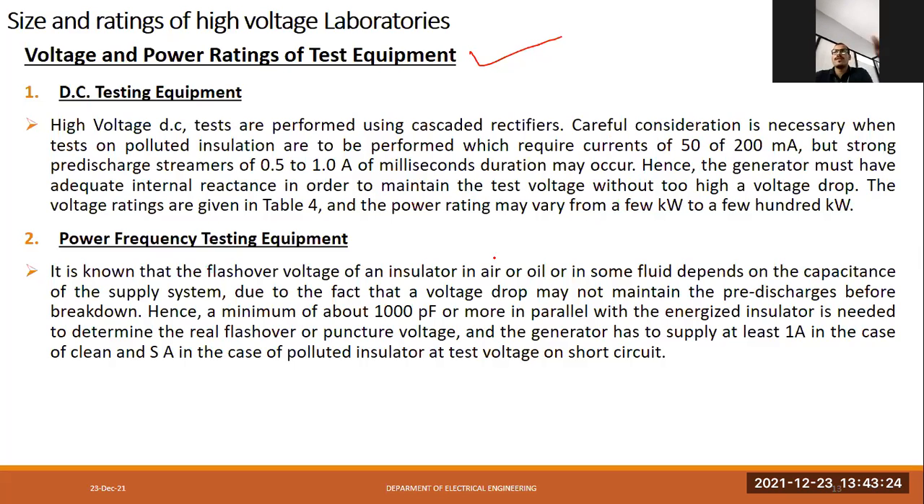Okay, fine. There were some technical issues. Now it is okay, I think. I hope you are seeing the voltage and power rating slide, right?